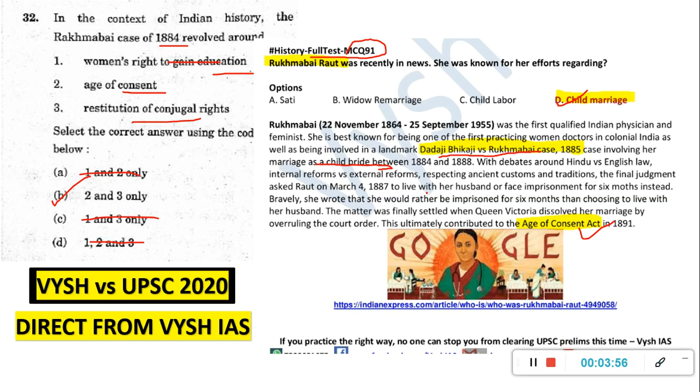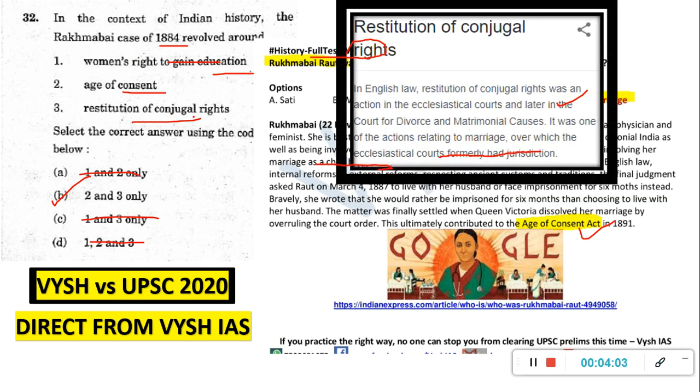For that, basic knowledge about that person you had to know. Okay, so here again, if you want to know what is the meaning of this restitution of conjugal rights, that also in Google it will be there.